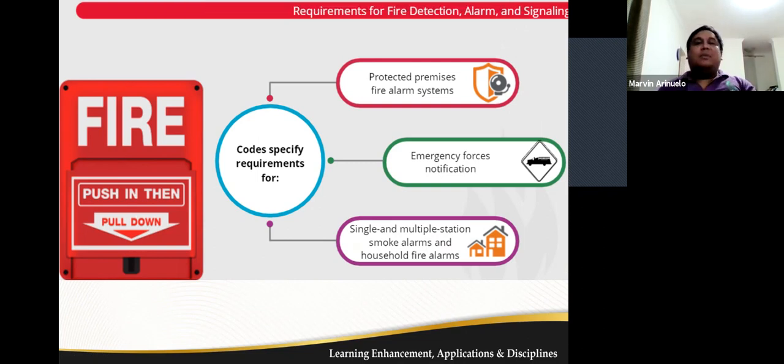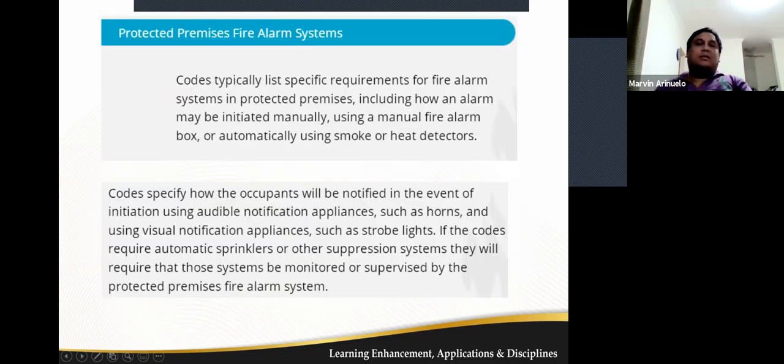Okay. Now let us discuss the requirements for fire detection, alarm, and signaling. Now, remember, guys, that the code specifies the requirements for the protected premises based on the type of occupancy or facility, using the fire alarm according to your system standard, which is NFPA 72. Emergency forces notification, such as the civil defense, and single and multi-station smoke alarms and household fire alarms. I think single or multi-dwelling units. Okay. Protected premises fire alarm.